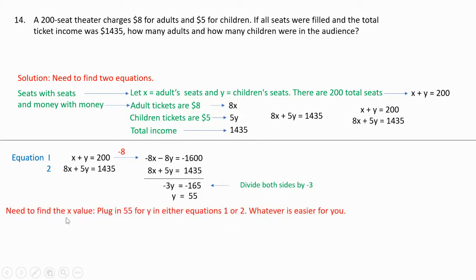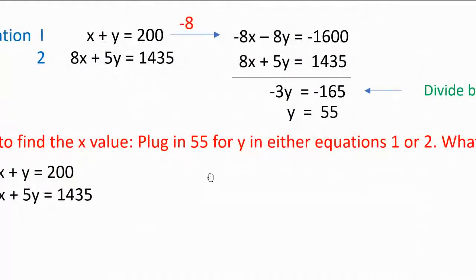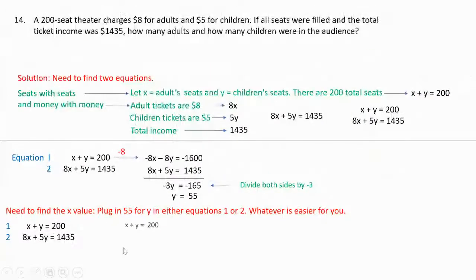Now I need to find the value for x. So I can plug in 55 for y in either of the equations. In my opinion, it's easier to use equation 1 because the coefficients are much easier to work with. Okay, I'm sorry about that, guys. Let me see. Oh, what did I do here? Okay, so I'm going to use equation 1. So I'm going to plug in 55 for y and solve for x.